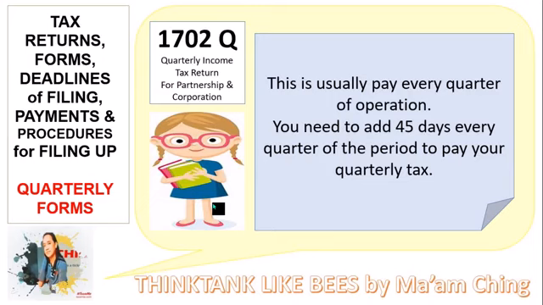Next is what we call the 1702Q, the quarterly income tax return for partnership and corporation. This is usually paid every quarter of operation. It's the same as the 1701Q: you need to add at least 45 days after every quarter of the period to pay your quarterly tax.